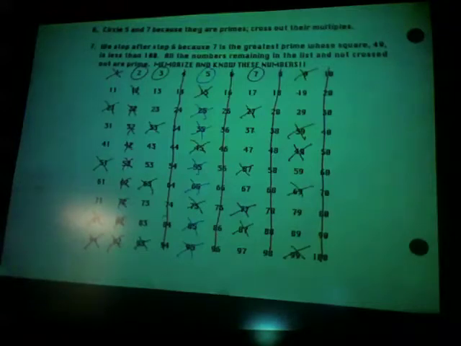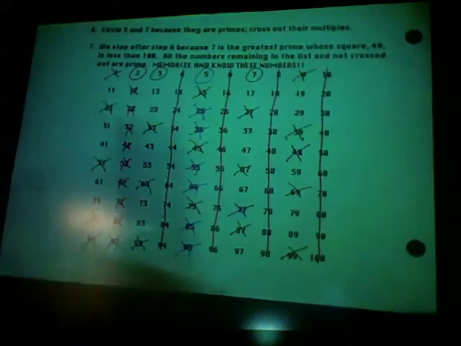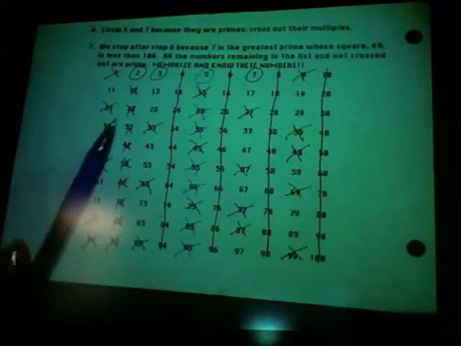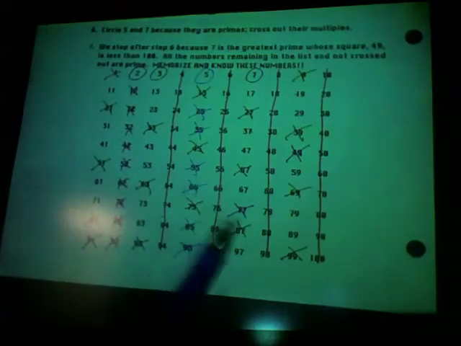If you try to go to the next one that's not crossed out, 11, you're going to find that everything divisible by 11 is crossed out. So 11's easy to check, aren't they? All the numbers that are doubled, 11, 22, 33, 44, 55, and so forth, aren't they all crossed out? Right? So there's no need to go any further. So what you are going to do, if I were you, I would take a highlighter and highlight the ones that are not crossed out.